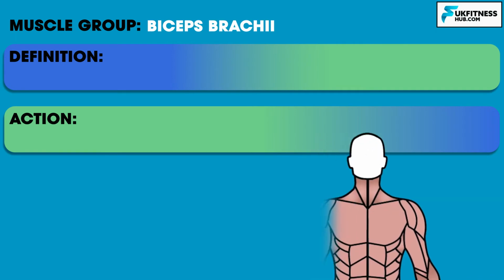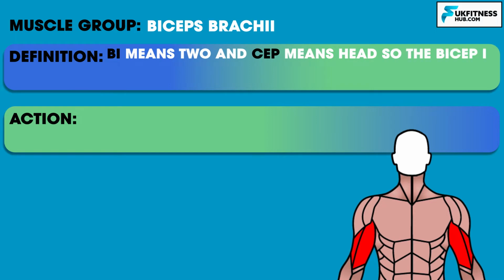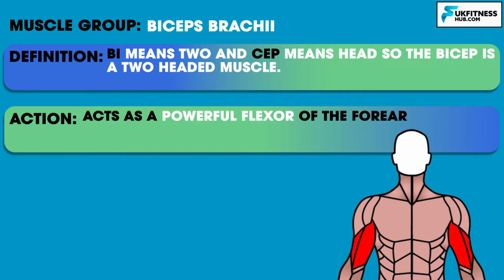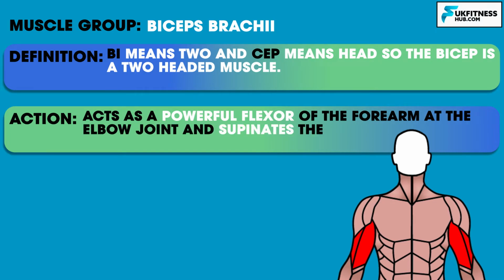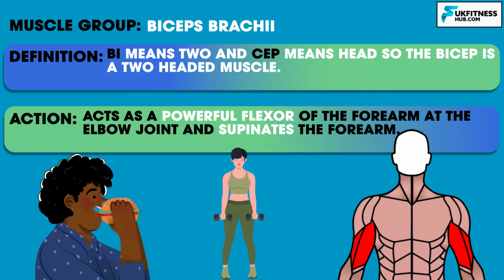Next, we have the biceps brachii, located here at the front of the arm. Bi means 2 and sep means head, so the bicep is a 2-headed muscle. The bicep acts as a powerful flexor of the forearm at the elbow joint and supinates the forearm. It has been described as the muscle that puts in the corkscrew and pulls out the cork of a bottle of wine. You would use the bicep when picking up an object or to bring food to your mouth, and of course in the gym when doing a bicep curl.